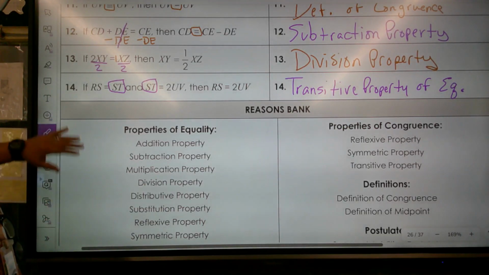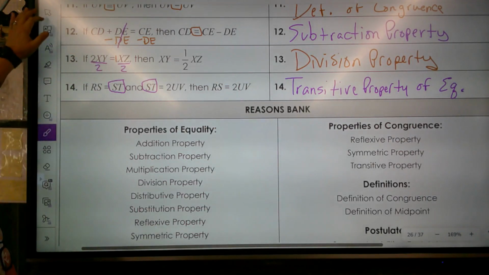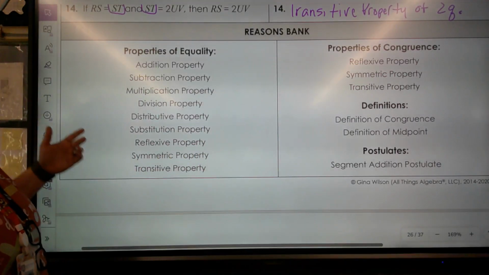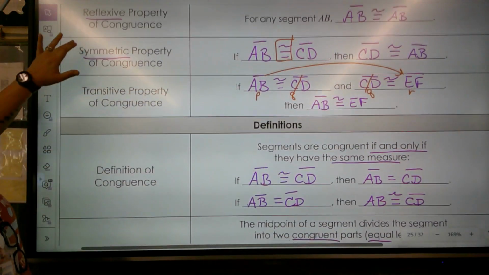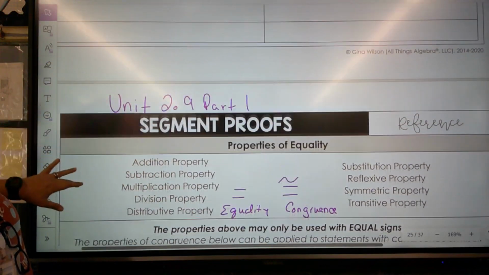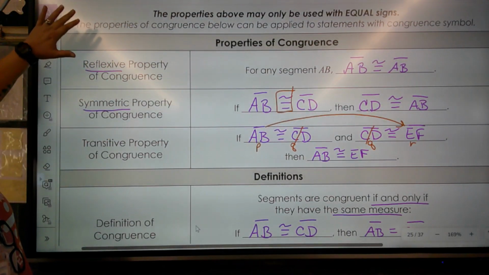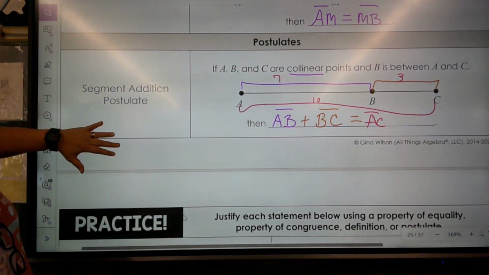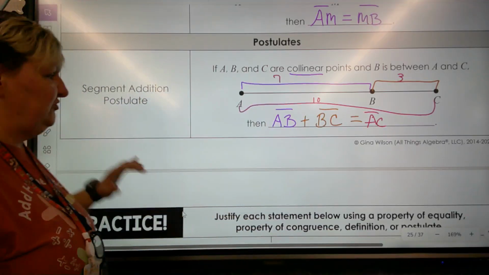Hopefully you have the practice sheet for this. Probably not. But at the bottom of the practice sheet is your reasons bank. It's okay because it's also in the reference sheet we just did at the top of this. It's also up here. So it's not like I didn't give it to you. Properties of equality, properties of congruence, and your 2 definitions you're going to need, plus the postulate you would need. So if you wrote it down, then you had your own reference sheet and you didn't need the reasons bank.